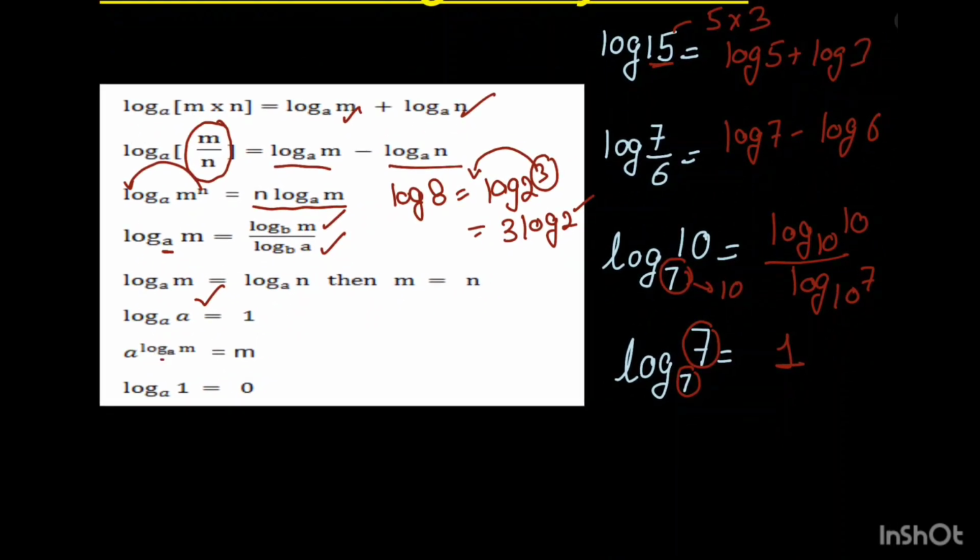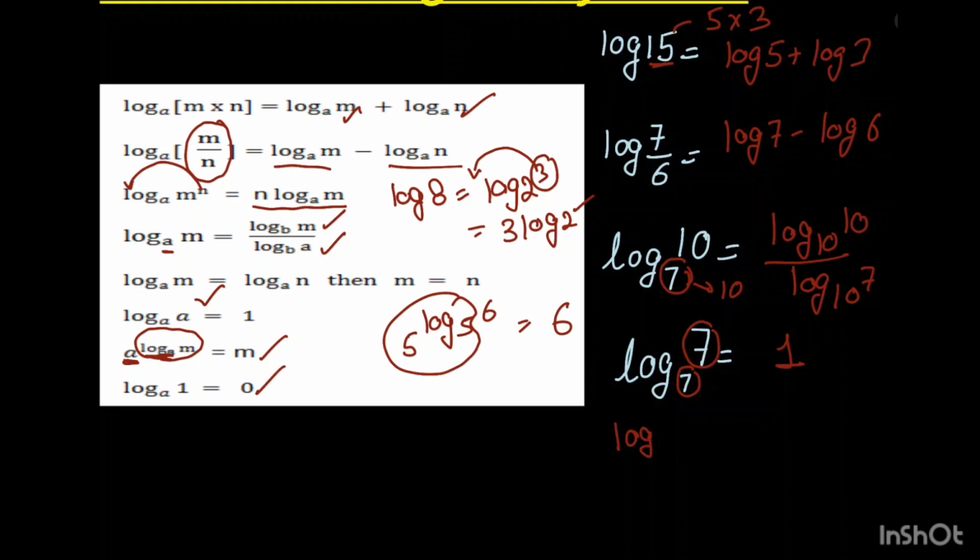Next, a to the power log_a m. If we have a number and in the power we have log of m to the same base a, then it can be written as m. For example, 5 to the power log_5 of 6. This thing becomes 1 and I get only 6 as the answer. Log of 1 is always 0. It doesn't matter what base you have, it is always 0.